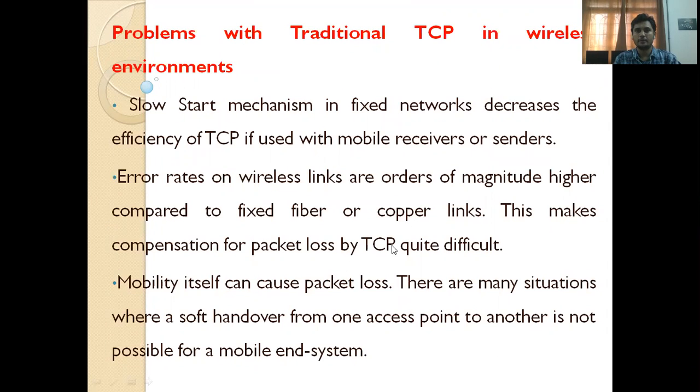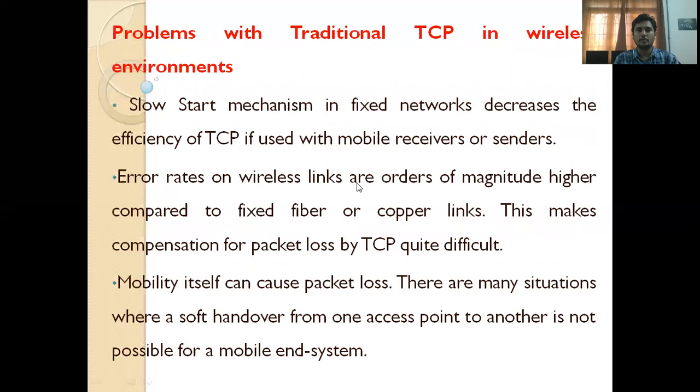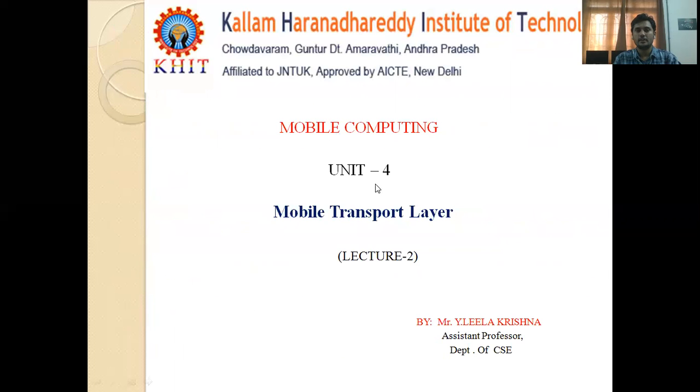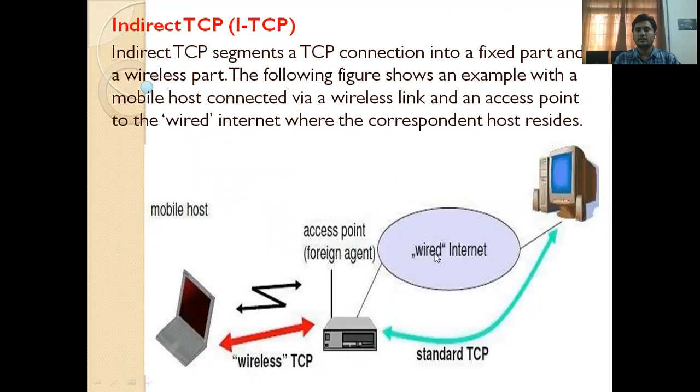These are some problems with traditional TCP in a wireless environment. TCP is very much suitable for a wired environment, but there are some drawbacks for a wireless environment. To overcome this, in lecture number 2 we covered the classical TCP improvements: indirect TCP, snooping TCP, mobile TCP, all of the classical TCP improvement techniques. That is what we discussed in the last session.